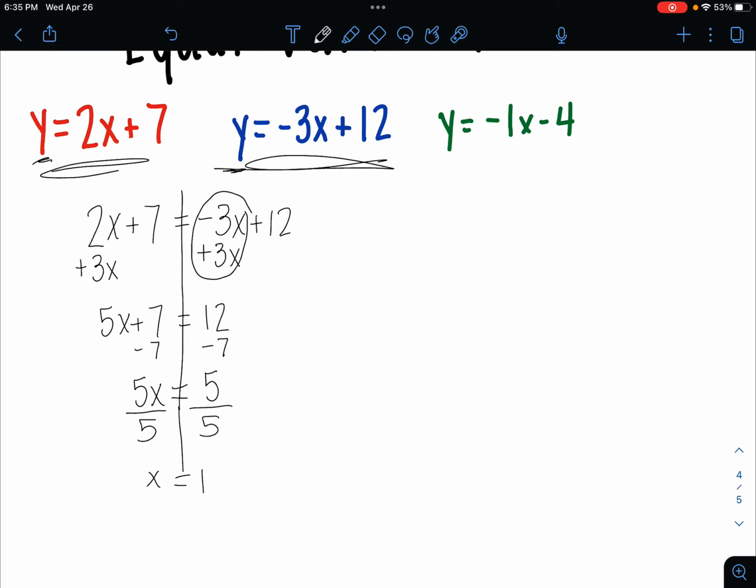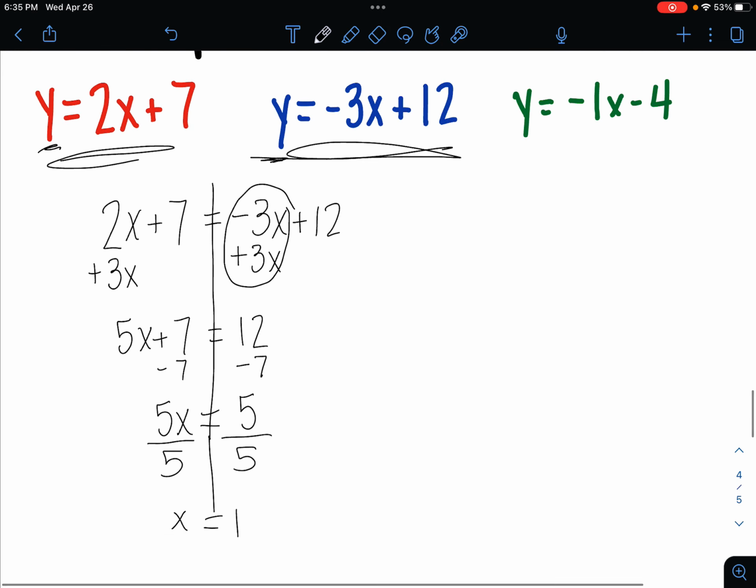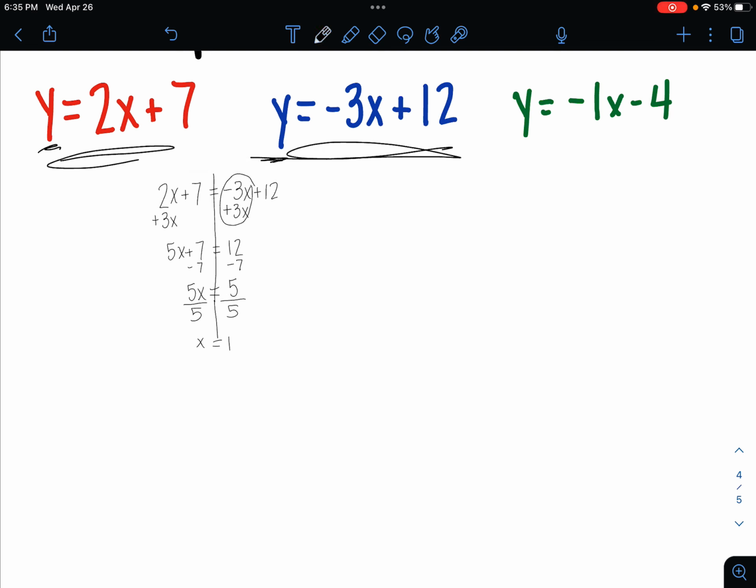In order to test that this is correct, we now need to look at both of these equations and figure out what the y value is when x is 1. So I'm going to move this up here. Now I'm going to test out the red equation first. I'm trying to find the y value. So y equals 2 times x, which is 1, so 2 times 1 plus 7. 2 times 1 is 2, and 2 plus 7 is 9.